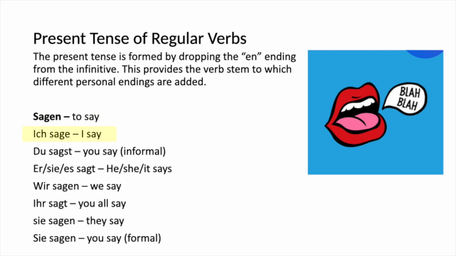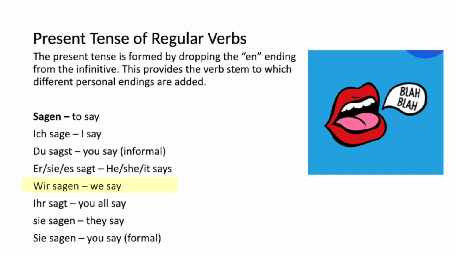We have ich sage. Here the ending is e, which is I say. Du sagst. Here the ending is st, much like we already saw with du bist. This is you say in the sense of the informal singular you. Then we have sie/es sagt with the t ending for he, she, or it says.